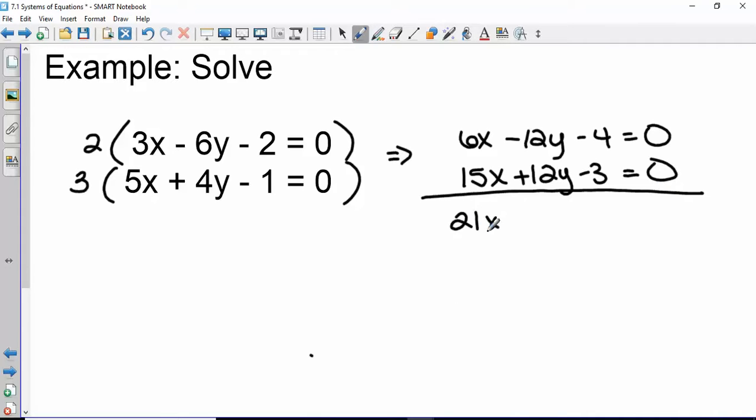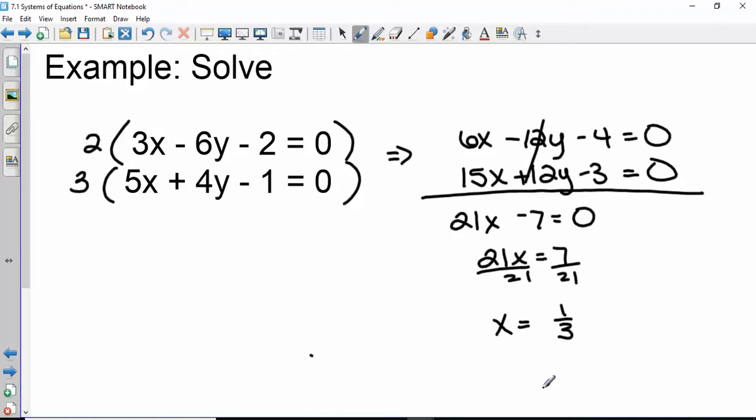So if I have those together, we get 21x minus 7 equals 0. So we can add over the 7, divide by 21, so x is 1/3.